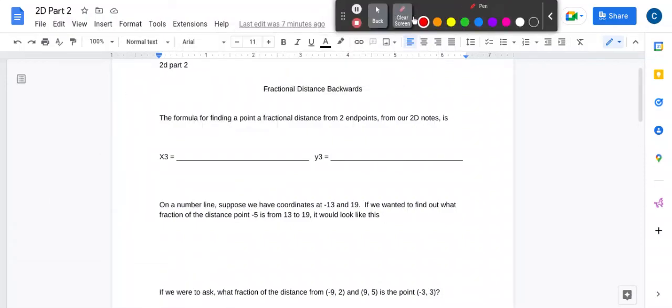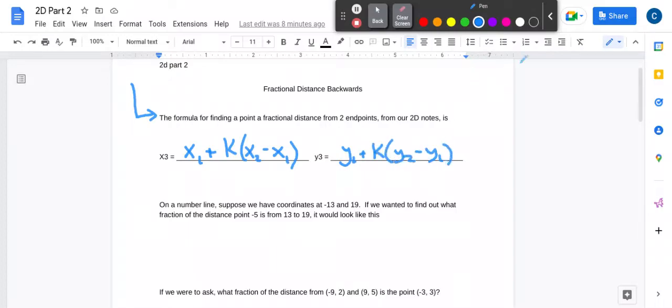All right, good afternoon. Doing this video to go over 2D part two, kind of an extension of our first 2D notes. So, first thing, formula for finding a point, fractional distance from two endpoints from our 2D notes. Okay, so x3 is going to be equal to x1 plus k times parentheses x2 minus x1. Okay, and then y3 is y1 plus k of y2 minus y1.